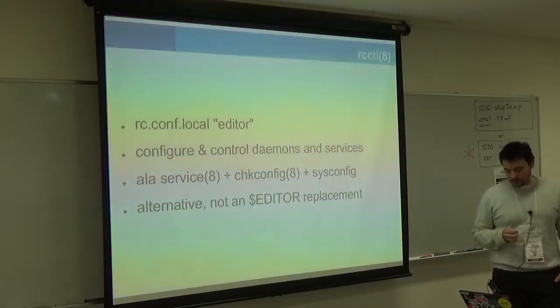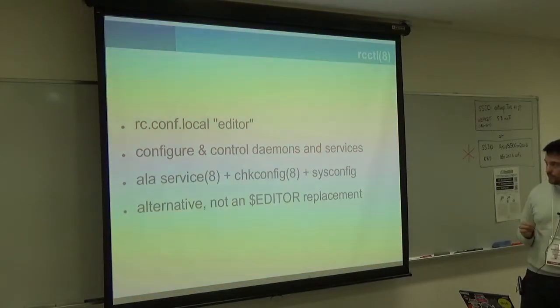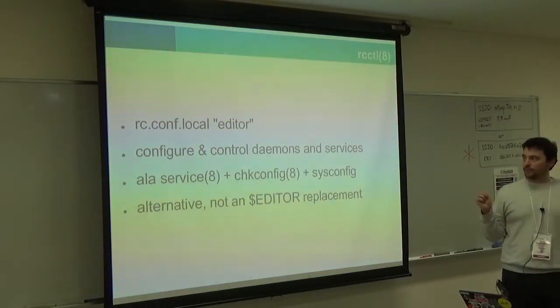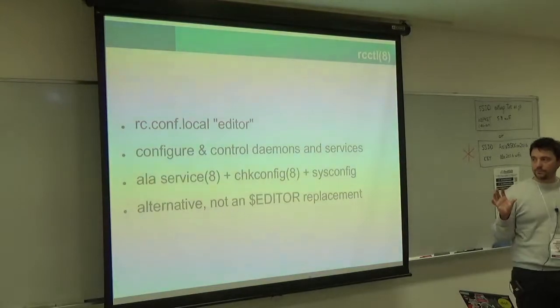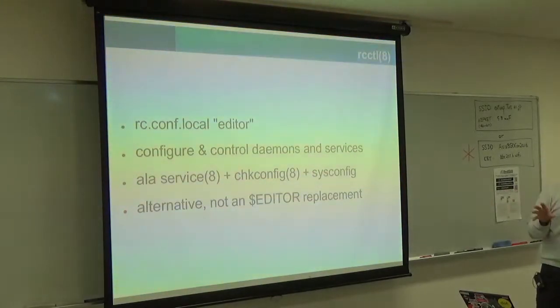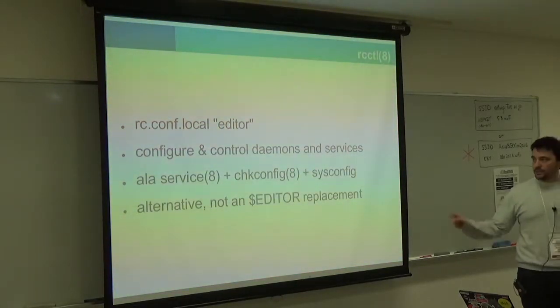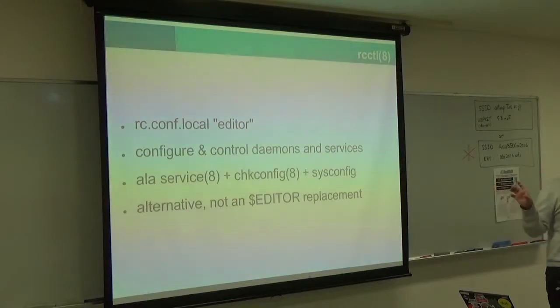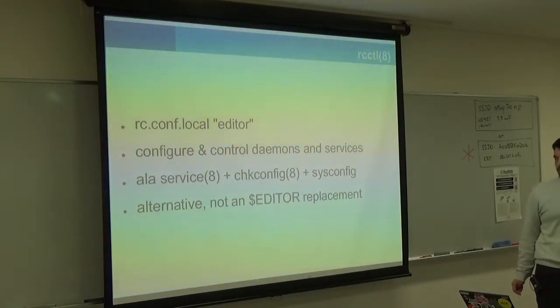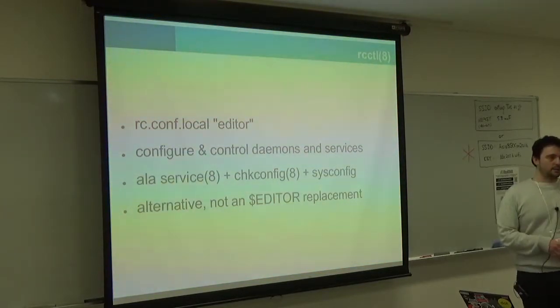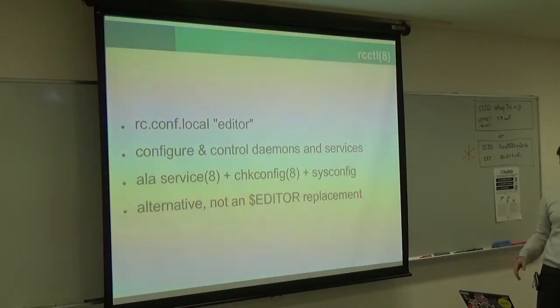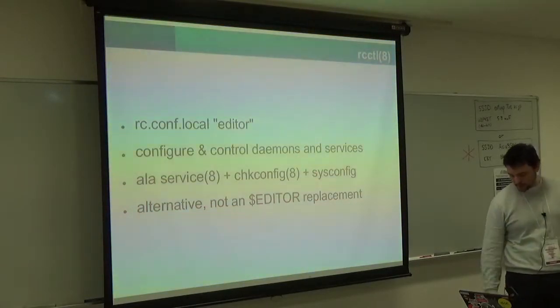So that's what we did. rcctl is, well, you can see it as a merge of the service and chkconfig and the sysconfig editor, if you think about Red Hat land. It is an alternative. You don't have to use it if you don't want to. That is, you can still use your favorite editor, vi or whatever, to manually edit rc.conf.local, or you can use exclusively rcctl, or you can use both. It's up to you. It's not one or the other.